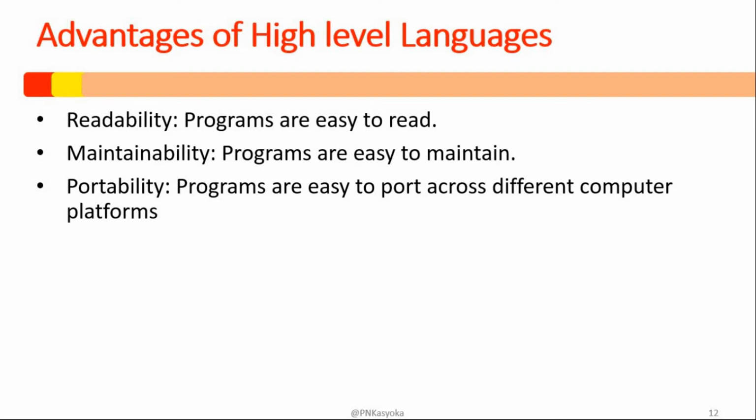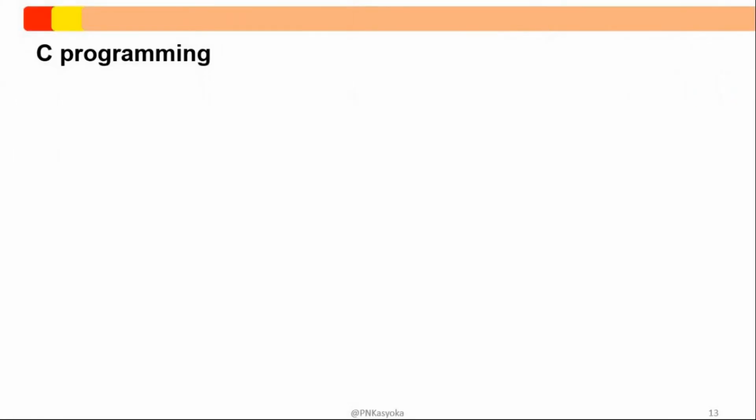What are the advantages of high-level languages? So we are saying we have an element of readability. Programs are much easier to read. We have maintainability. Programs are easier to maintain. You can make changes to a program much more easily compared to other programming languages such as machine and assembly language. And we have portability. Programs are easy to port across different computer platforms.